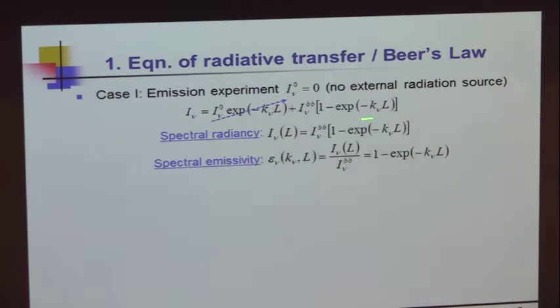So now we have the single term. And so this is called the spectral radiancy. That is the emission at frequency nu for a path length sample of L. And it's the black body value times 1 minus e to the minus k nu L. That's interesting. So we're looking at emission, but in terms of the absorption coefficient, k nu L, absorbance. So the spectral emissivity is defined as the ratio of I nu over the black body value. So it's this number. So everything depends upon k nu.